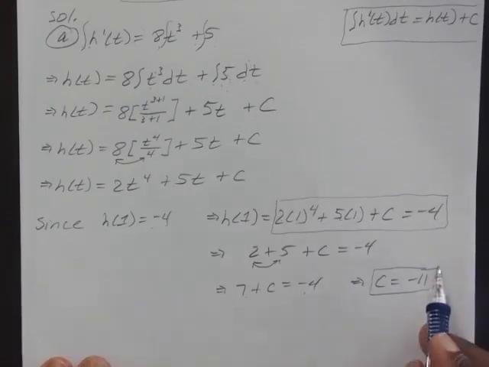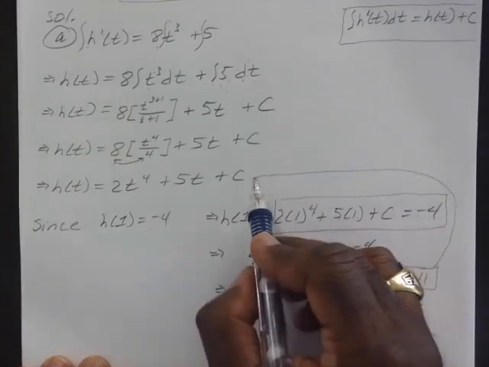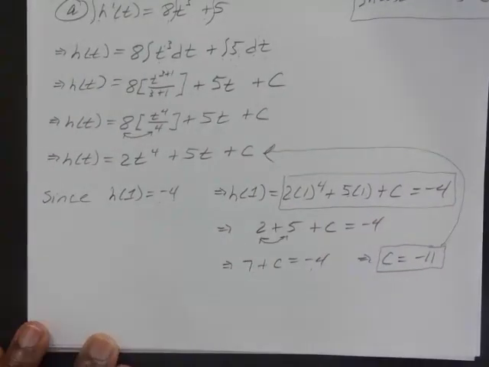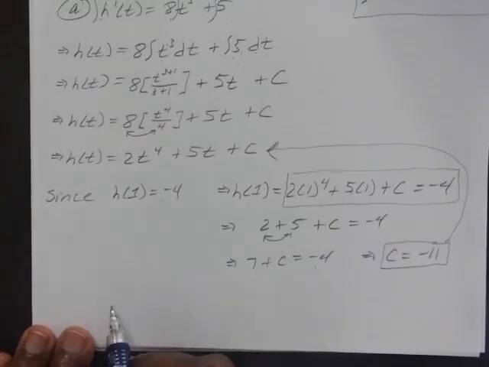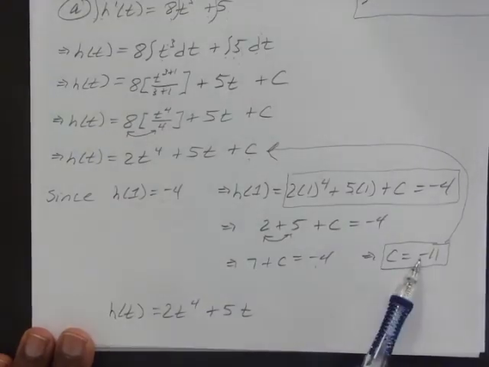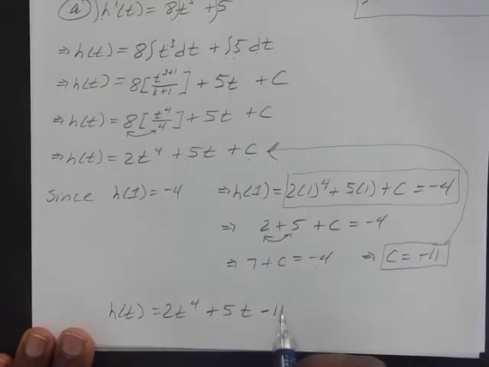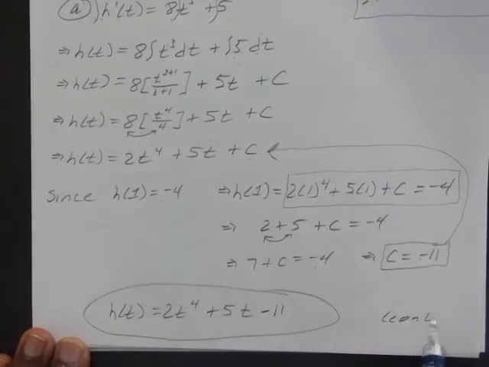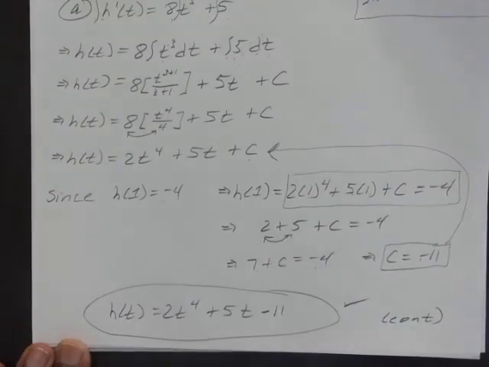Okay, so we get that c and plug it right into our function. That means we have h of t is equal to 2t to the fourth power plus 5t, and that plus c, we're going to replace that with -11. Okay, so that's the answer for 8.